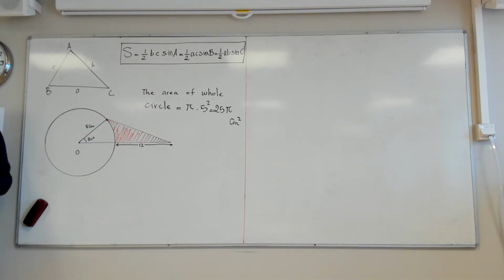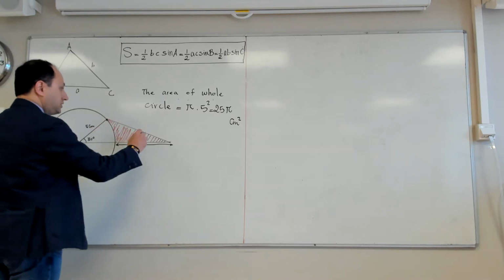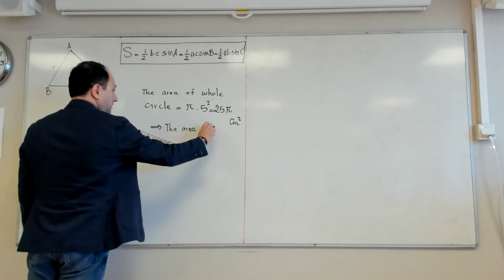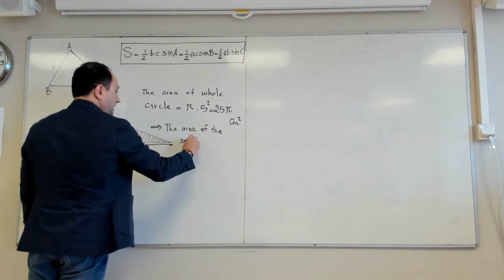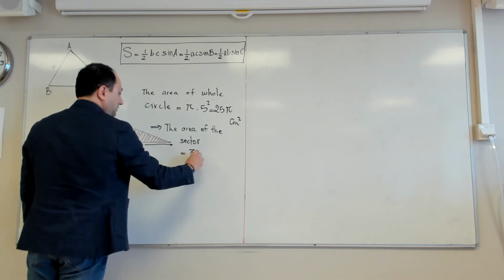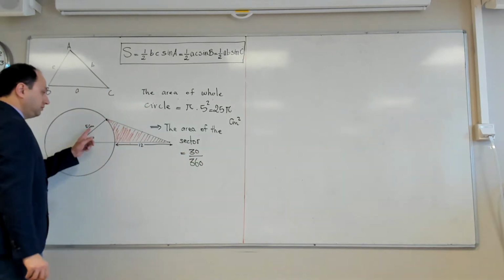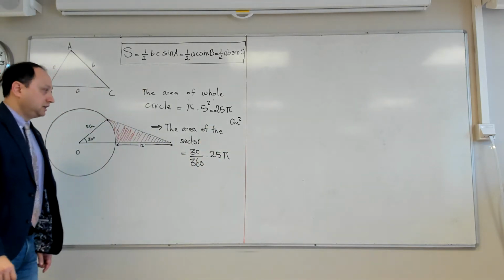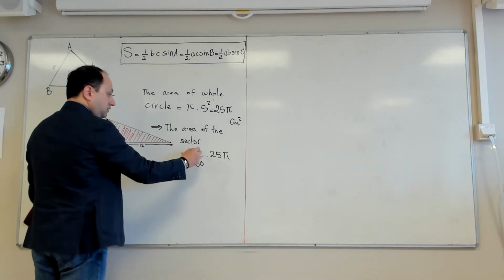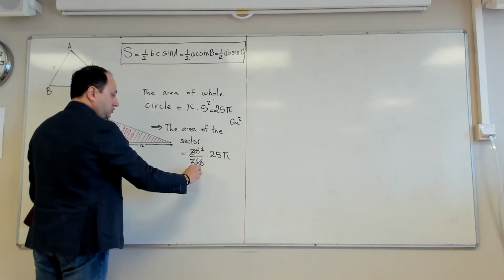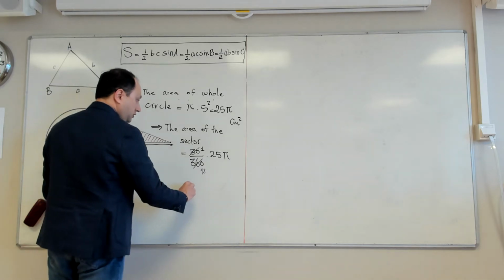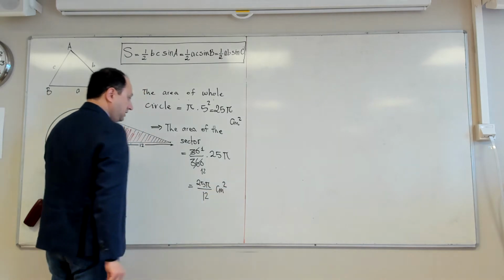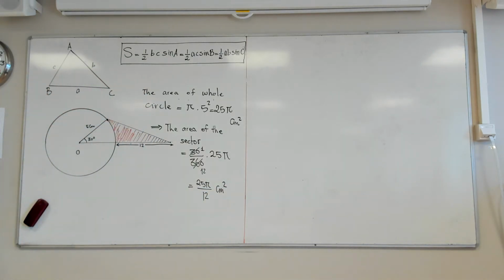Times 30 over 360. Yes, exactly. So the area of the sector is equal to 30 divided by 360, this is the ratio, multiplied by 25 times pi. Yes? But 30 over 360 is 1 over 12. So the answer would be 25 pi divided by 12 centimeters squared. So that would be the area of the sector.